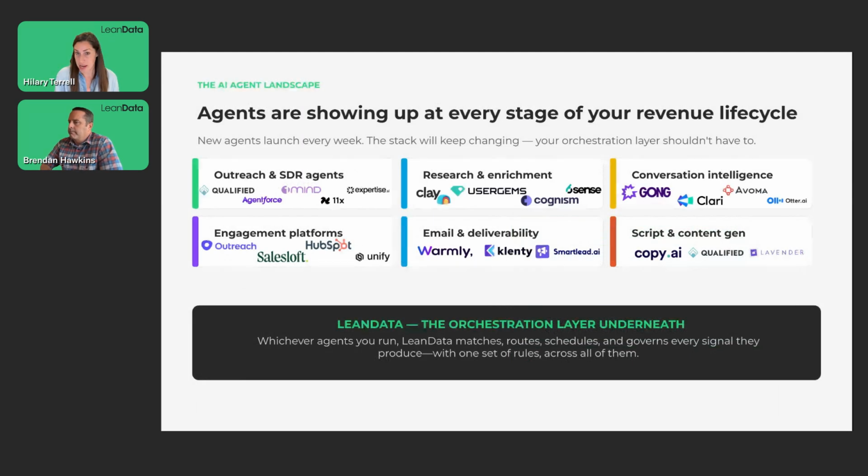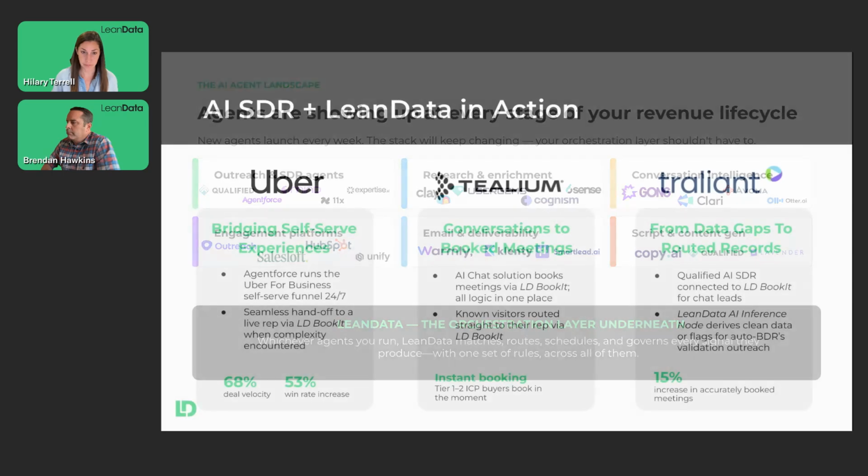We also know that agents are showing up not just in this AI SDR use case, but in all of these use cases across your go-to-market motion. So while we won't dive into all of these today, I just do want to underpin the idea that we're the orchestration, that agnostic orchestration layer underneath, where we can extend those agentic capabilities based on all the governance and routing and logic that you know and trust LeanData for.